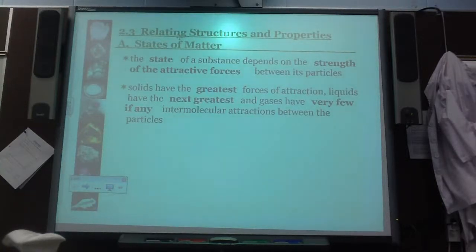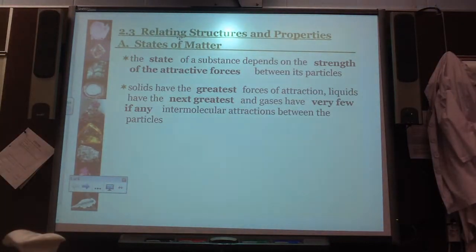Okay, so we're going to connect these ideas of intermolecular forces and how they affect the overall properties. When we're looking at just our compounds, the state of a substance depends on the strength of the attractive forces between its particles. Solids have the greatest forces of attraction. Liquids have the next greatest. And gases have very few, if any, intermolecular attractions because they're just bouncing around too much. They don't come into contact with each other as much.